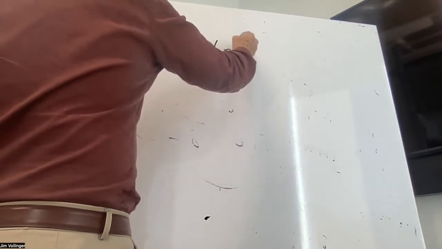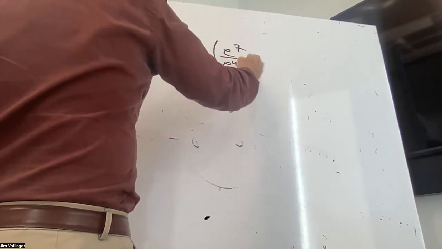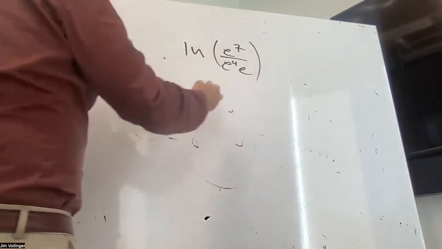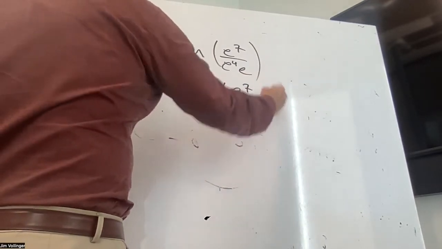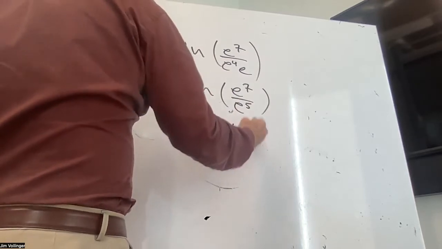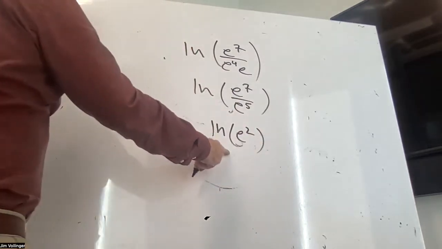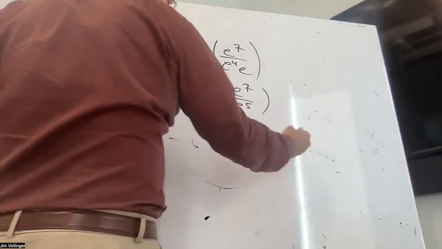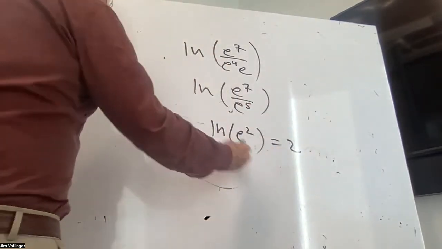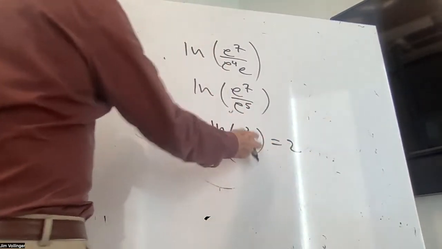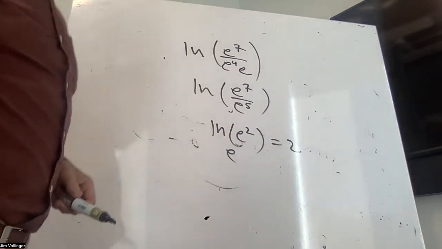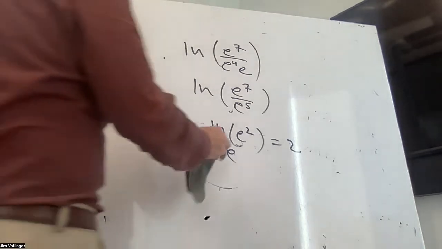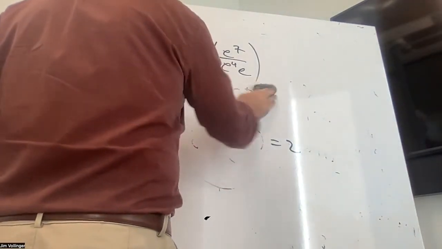ln of e to the 7 over e to the 4e. All right, well, that can be simplified to be the ln of e to the 7 over e to the 5. That's the ln of e to the 2. What's the exponent you put on top of e to get e to the 2? Well, it's a 2. Right? We don't write the letter e here, but e squared is how you make that number in the parentheses. I wanted to look at it from a standpoint of rules of logs.